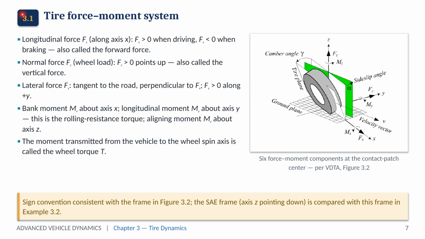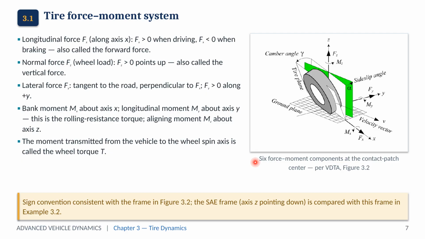The longitudinal force Fx acts along the x-axis, positive when driving, negative when braking. It is also called the forward force. The normal force Fz is the wheel load, positive upward, also called the vertical force. The lateral force Fy is tangential to the road and perpendicular to Fx, positive along positive y. As for the moments, the bank moment mx about the x-axis, the roll moment my about the y-axis, which is exactly the rolling resistance torque, and the aligning moment mz about the z-axis. In addition, the moment transmitted from the vehicle into the wheel spin axis is called the wheel torque, denoted T.